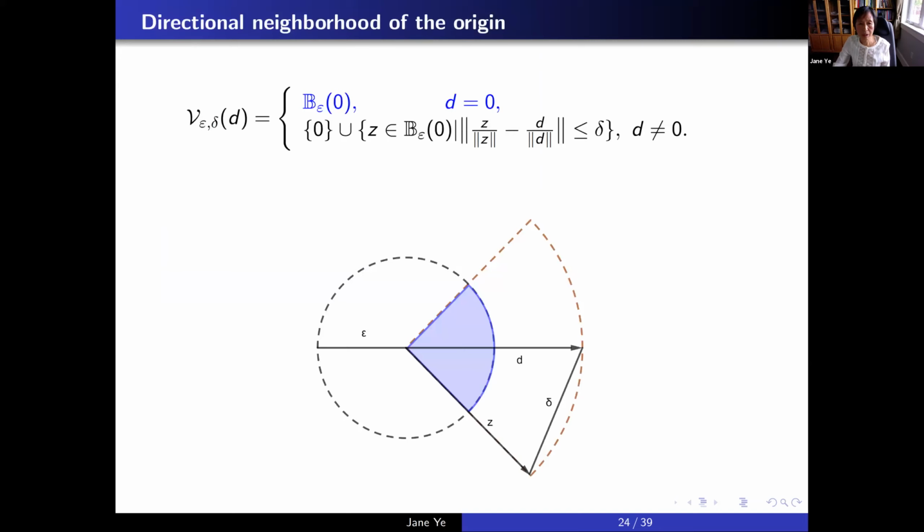First, if we have a direction D, then the neighborhood unit ball can be reduced to a section. So here is the D, with some delta. You can just restrict the ball to this part. This is the so-called directional neighborhood for the origin.